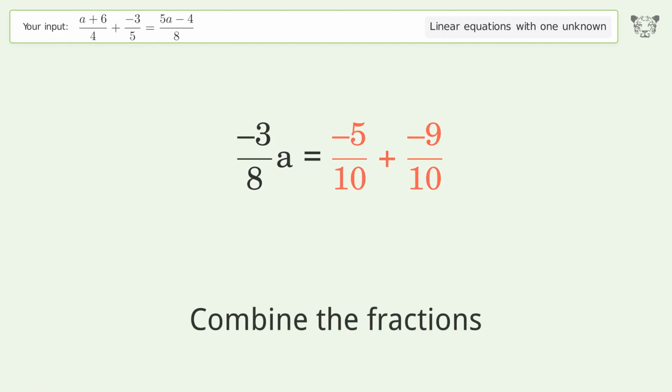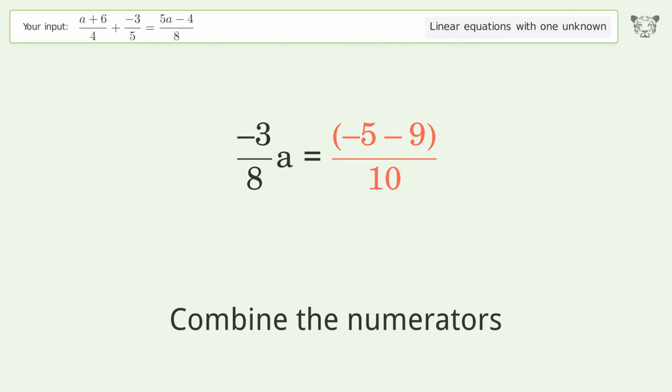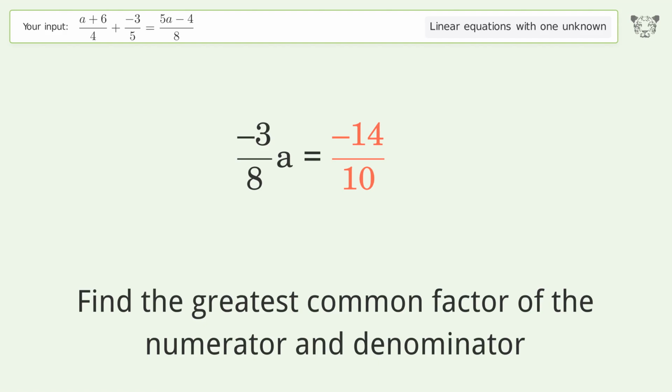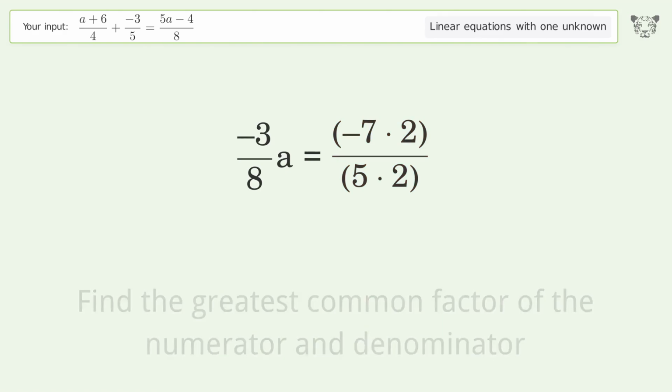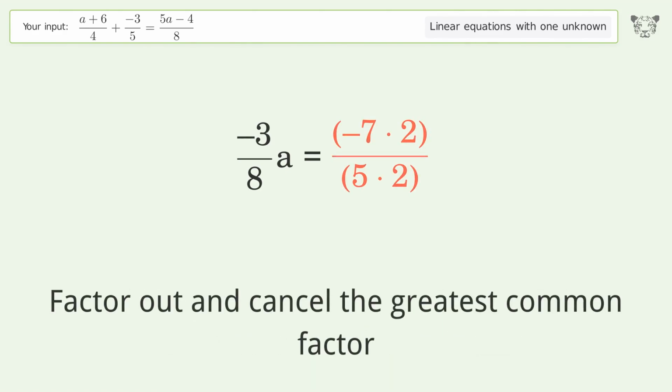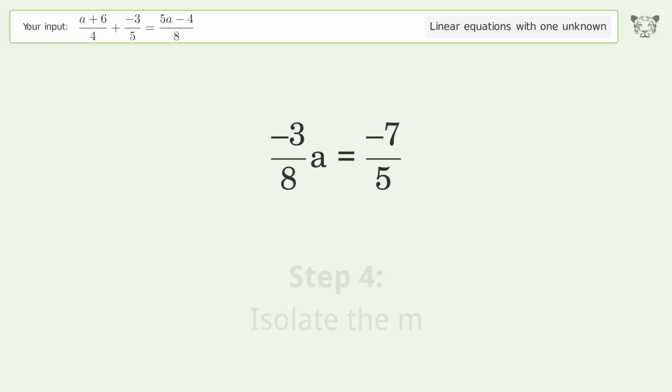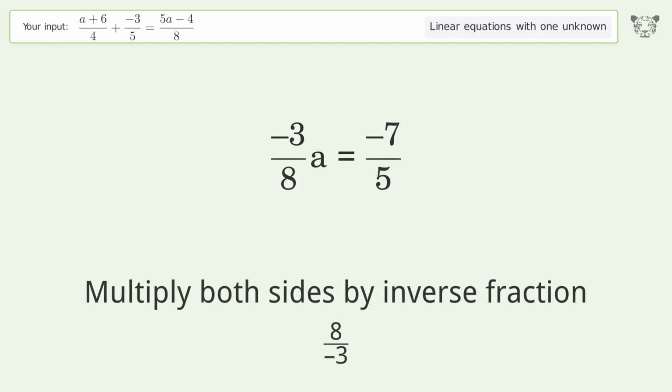Combine the fractions. Combine the numerators. Find the greatest common factor of the numerator and denominator. Factor out and cancel the greatest common factor. Isolate the m. Multiply both sides by inverse fraction 8 over -3.